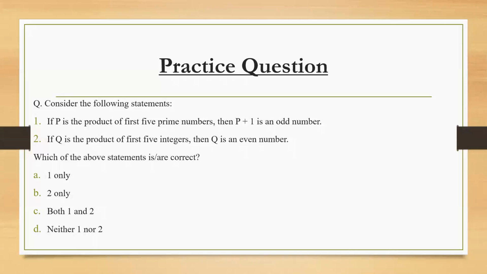Yeah, so the first statement says if P is the product of first 5 prime numbers, then P plus 1 is an odd number. Okay. The second statement says if Q is the product of first 5 integers, then Q is an even number. Okay. So here we learned about concepts, that is even into odd, odd into odd, and even into even. Okay, so this concept we learned. Now you tell me, based on that logic, which of these statements are correct?